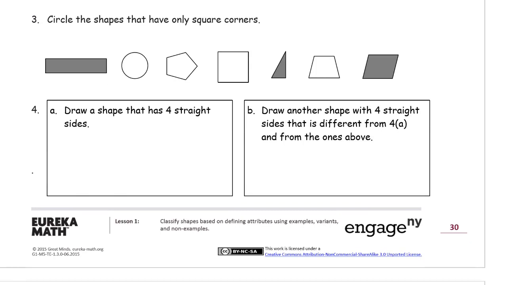Circle shapes that have only square corners. So here's a rectangle. It's only square corners. This doesn't have any square corners. This guy here doesn't have any. It's a square, so it's all got square corners. This has one square corner, but it has to have only square corners. And this one doesn't have any, and this one doesn't have any either. So square corners are the ones that make an L. Like these right here. The corners that you see in a square.